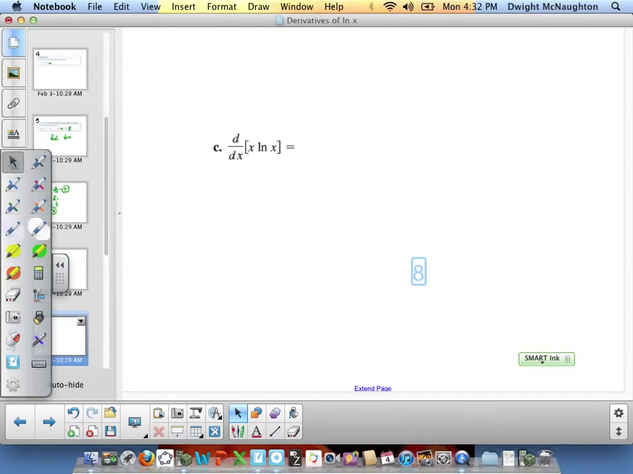Our next problem. Here we have the derivative of x times the natural log of x. This is a multiplication, so we're going to use the product rule. It's a little trip on the Wayback Machine. It's been a while since we've done the product rule.